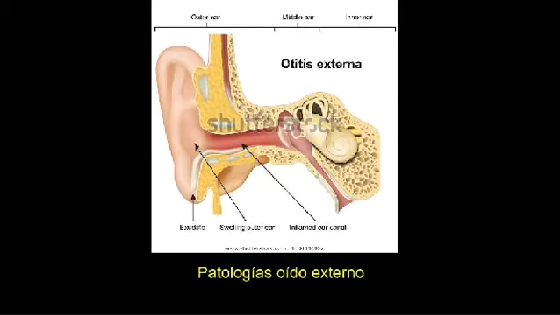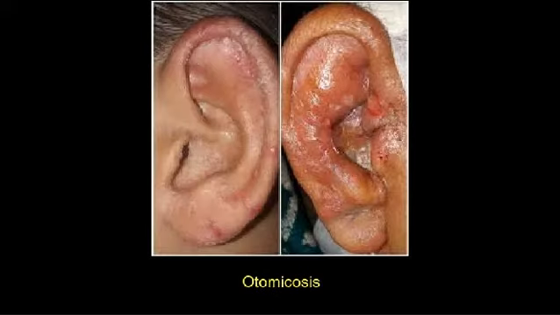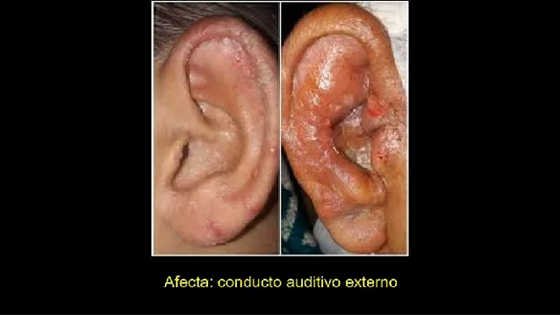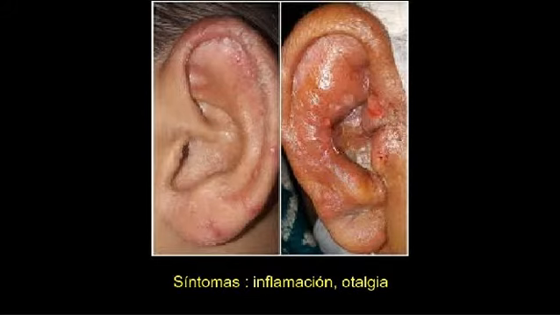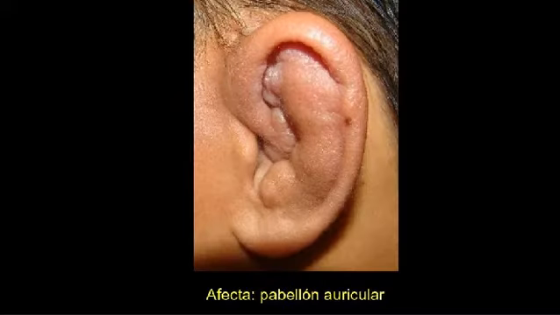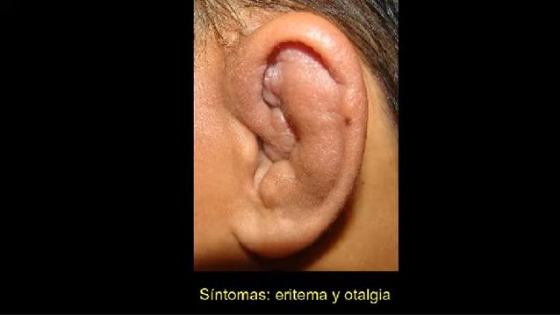Pathologies of the ear. The pathologies of the external ear are: external otitis, affecting the external auditory canal, caused by bacteria, with symptoms of otalgia and hearing loss; otomycosis, affecting the external auditory canal, caused by filamentous fungi, with symptoms of otalgia and inflammation; chondritis, affecting the auricular pavilion, caused by triggers, with symptoms of erythema and otalgia.